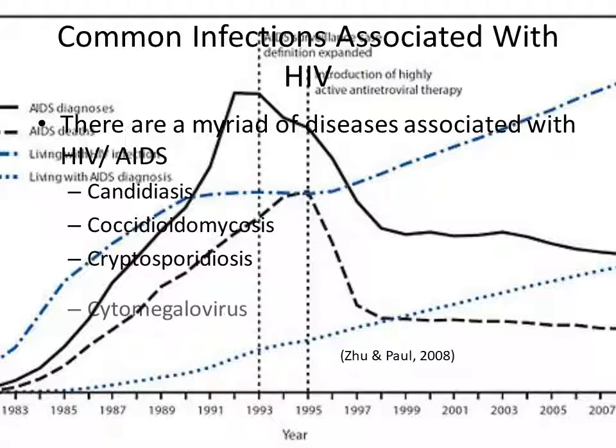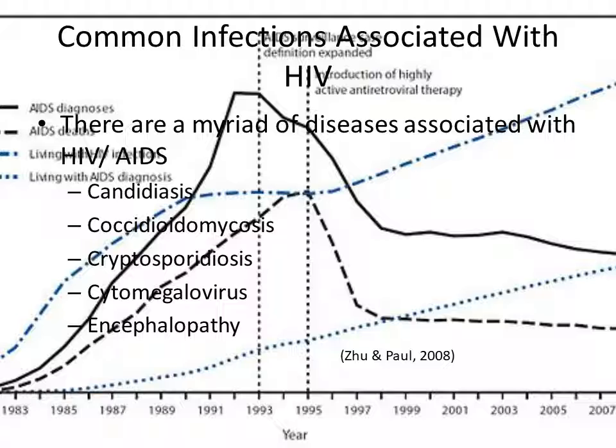The fourth, cytomegalovirus, is a gastrointestinal infection that can lead to eye infection. There are also neurological infections. In this case, encephalopathy is the most common type, which is a degenerative brain condition that affects people with CD4 counts of less than 100.